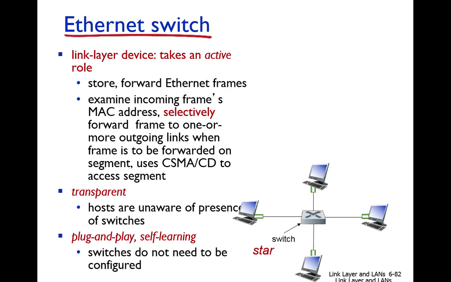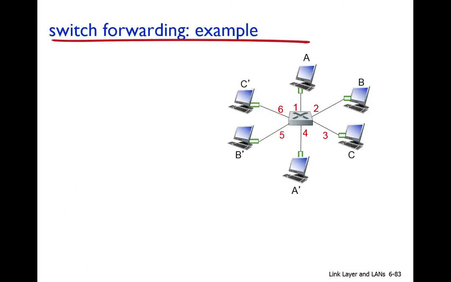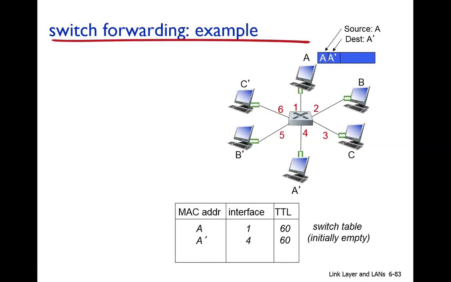Basically, let me explain it first and then we will discuss it. The switch avoids the collision domain problem, the same collision domain. What does it mean? In a switch, there is a table called the forwarding table. So this forwarding table contains what? The MAC address, interface and TTL. That is, which node is accessible through which interface.